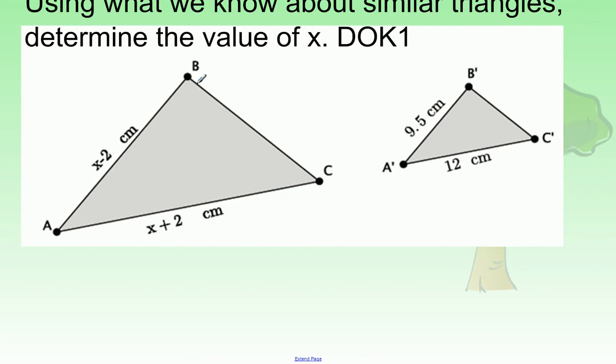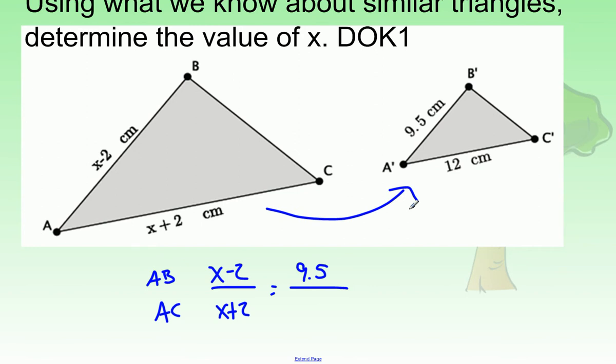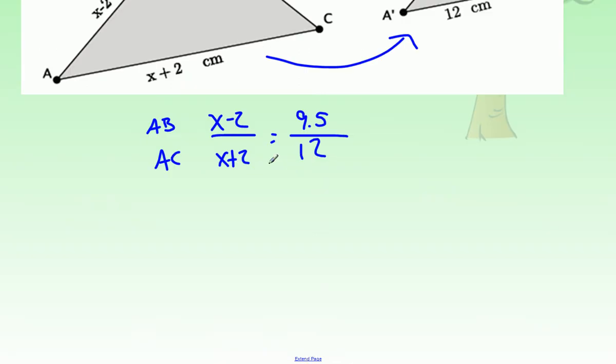If AB is similar to A prime, B prime, x minus 2 over... I want to say this side is the AB, so the similar would be the A prime, B prime, 9.5. Down below, the AC is x plus 2, and the A prime, C prime, the corresponding side, is 12. It's not an ugly proportion. We can cross multiply it without too much trouble.